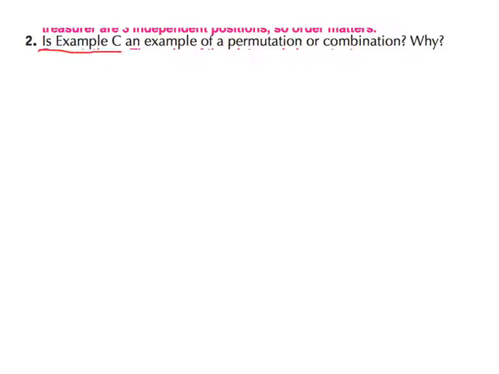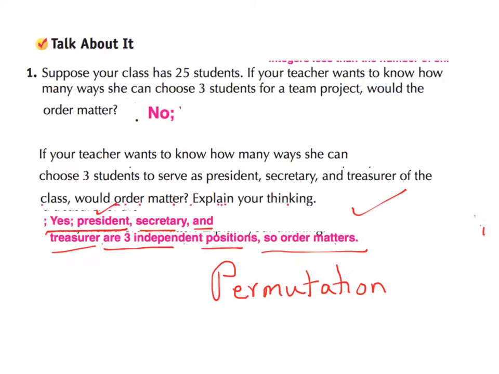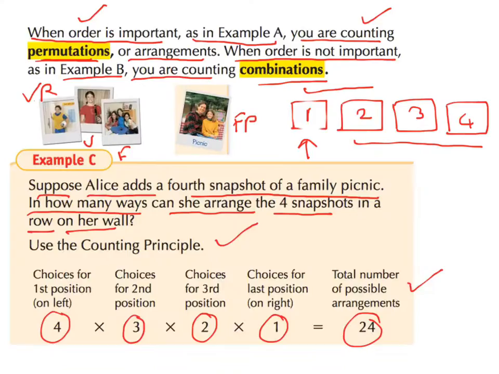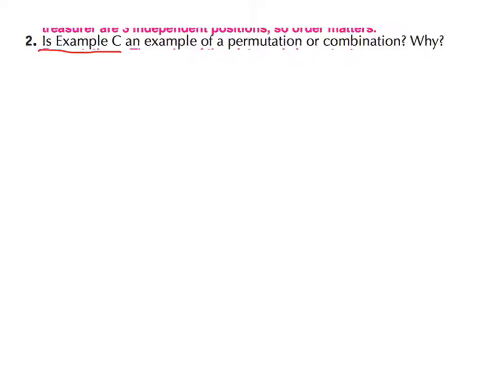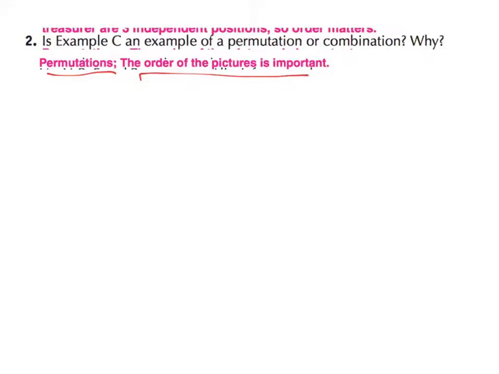In example C, where is example C? Let's look at example C. This one. Suppose Alice adds a 4th snapshot of a family picnic. In how many ways can she arrange the 4 snapshots in a row on her wall? That was example C. Is example C an example of permutation or combination? Does the order matter in arranging the 4 snapshots on the wall? So it's a permutation. The order of the pictures is important.